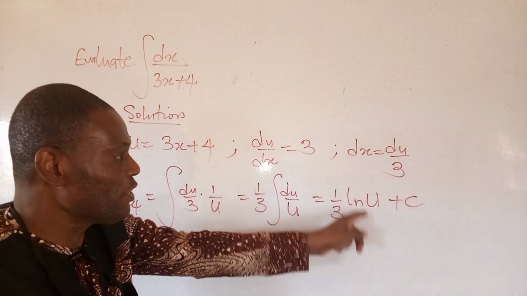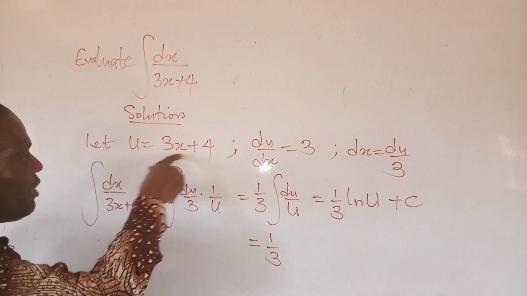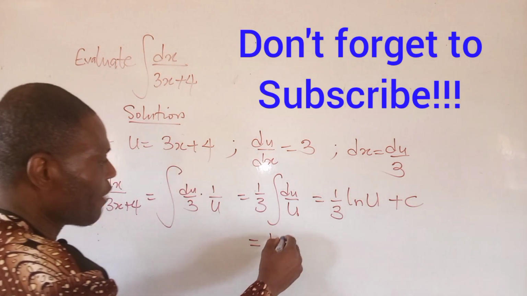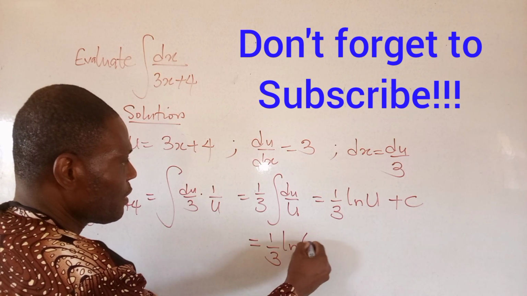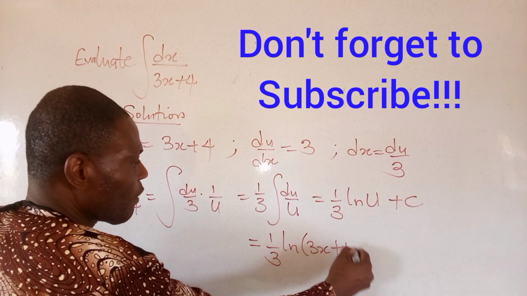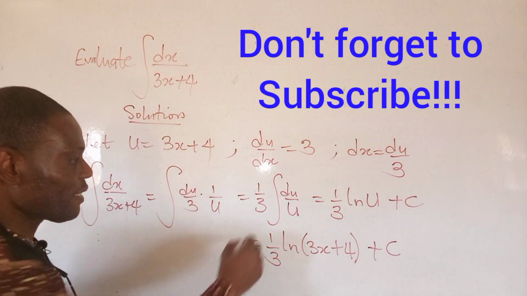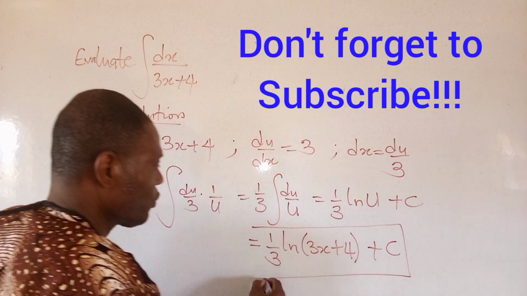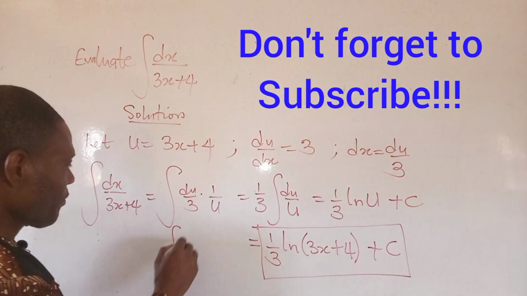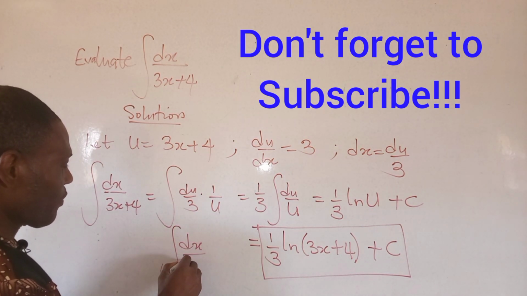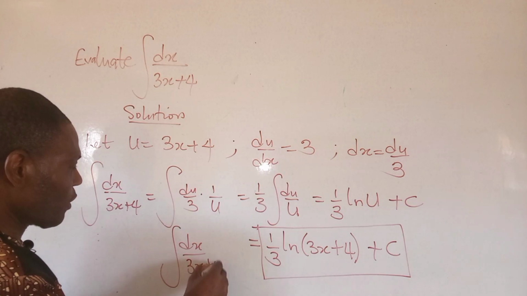I'm now going to replace this u with this value 3x plus 4. So we have ln 3x plus 4 plus c. This is the solution to the integral dx all over 3x plus 4.